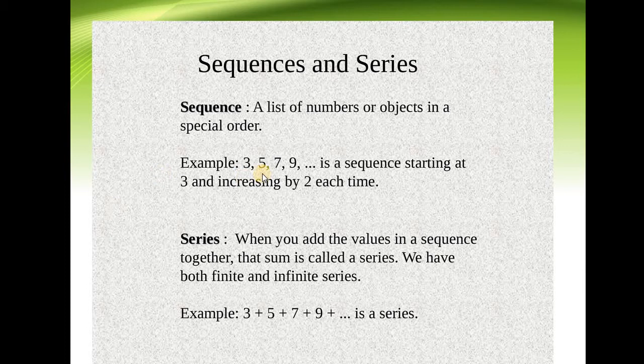In this example, if we look at the terms 3, 5, 7, 9, what is the rule used for this arrangement? If we add 2 to 3, we get 5. Similarly, if we add 2 to 5, we get 7. Similarly, we get 9. Here the rule used for the creation of this sequence is that by adding 2 to every term, we get the next term. So that is something about sequence.